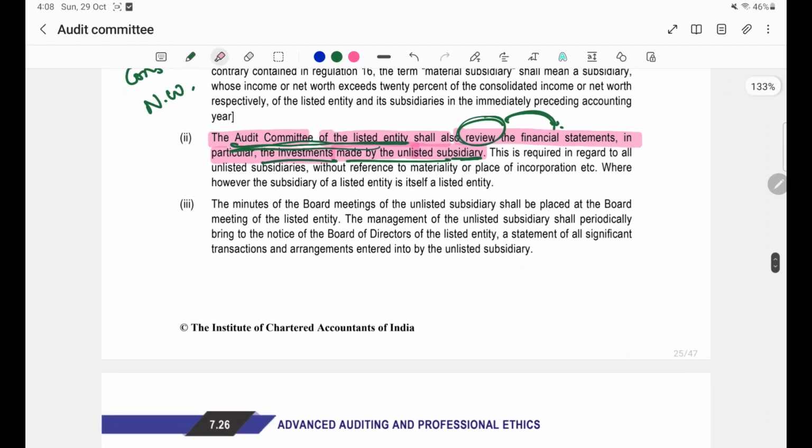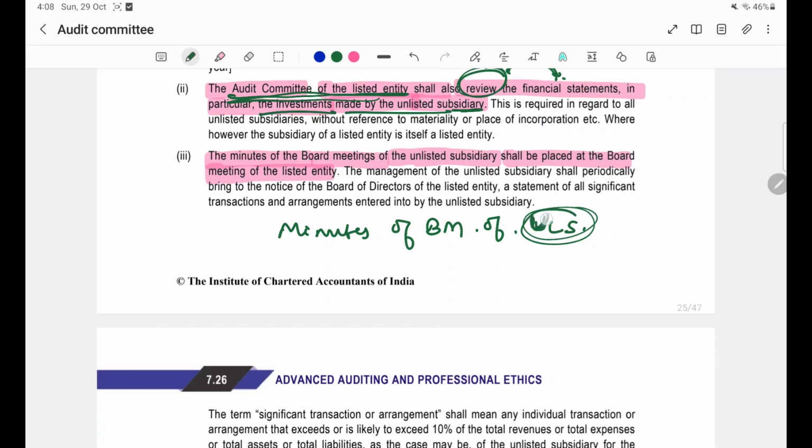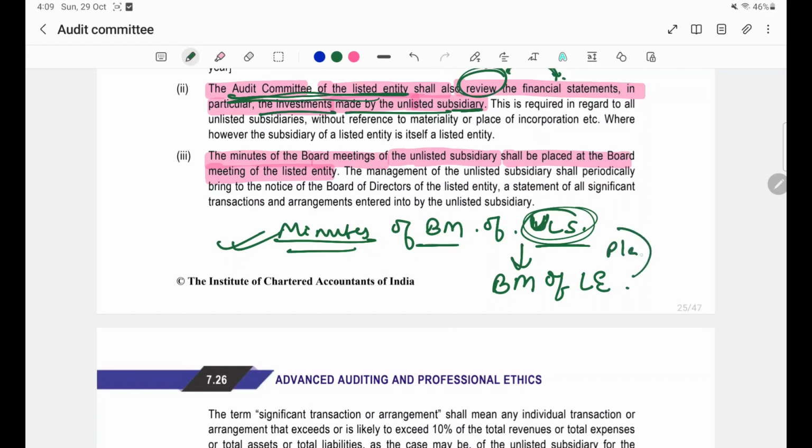Now there is this requirement regarding the minutes. The minutes of the board meetings of the unlisted subsidiary shall be placed at the board meeting of the listed entity. So the minutes of the board meeting of what? Of the unlisted subsidiary. You can remember it as ULS. So if you write it this way, it is very easy to recall that the minutes of the board meeting of ULS shall be placed at the board meeting of the listed entity.